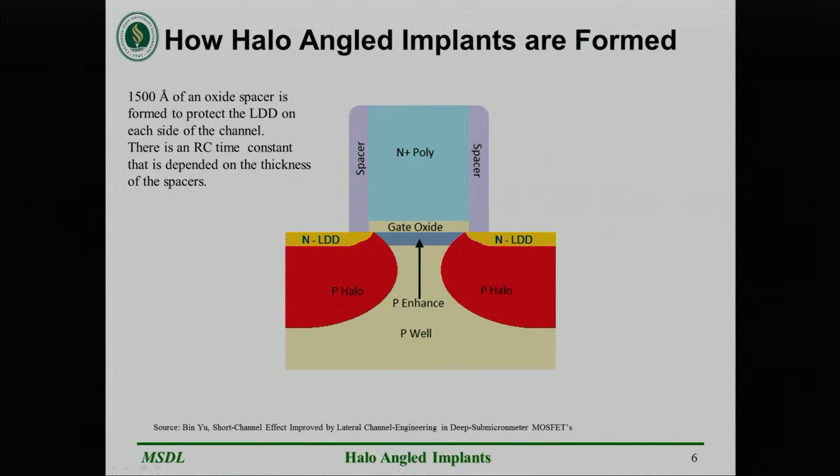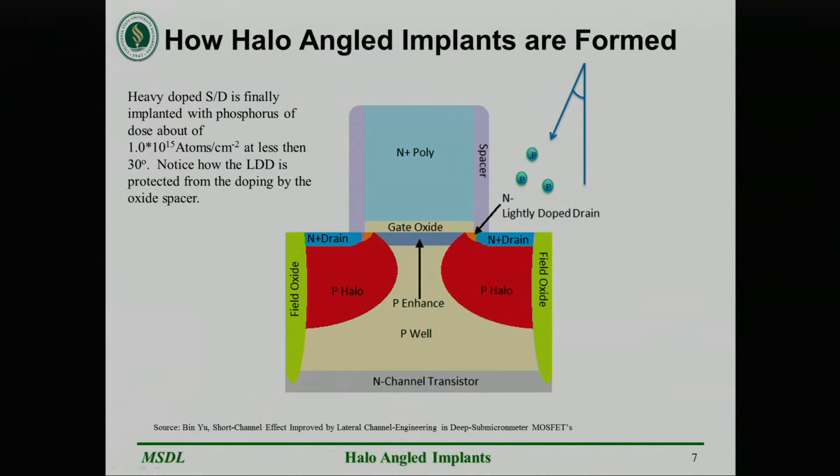Next, spacers are formed to protect the LDD area close to the channel. Now, phosphorus is doped on top of the LDD at an angle up to 30 degrees at 1 times 10 to the 15 atoms per centimeter squared. Notice how the lightly doped drain region is protected underneath the spacer.